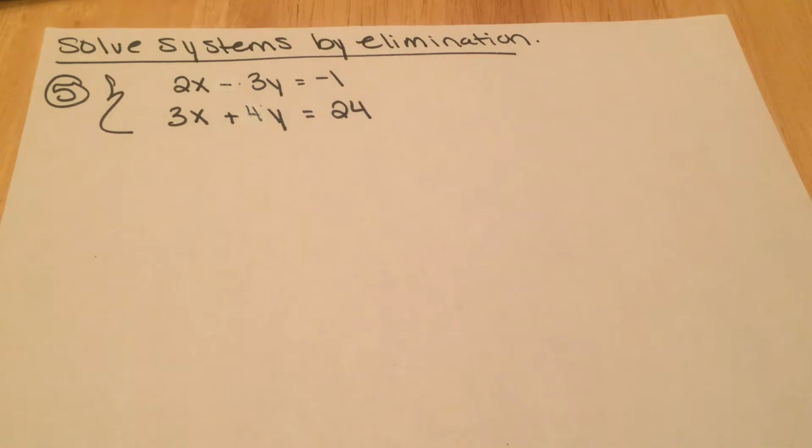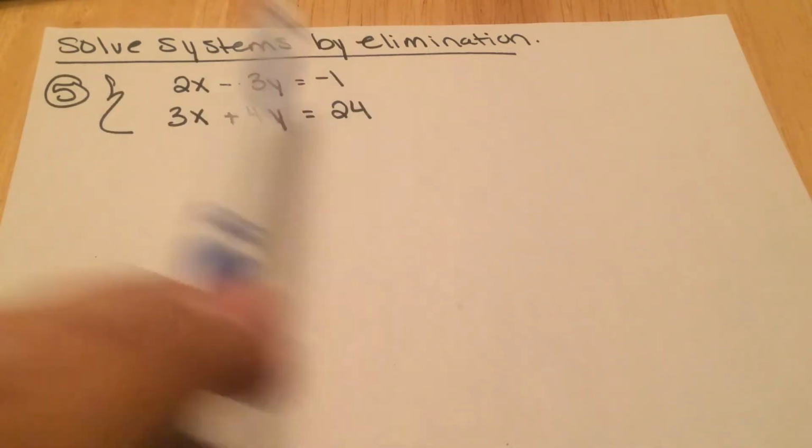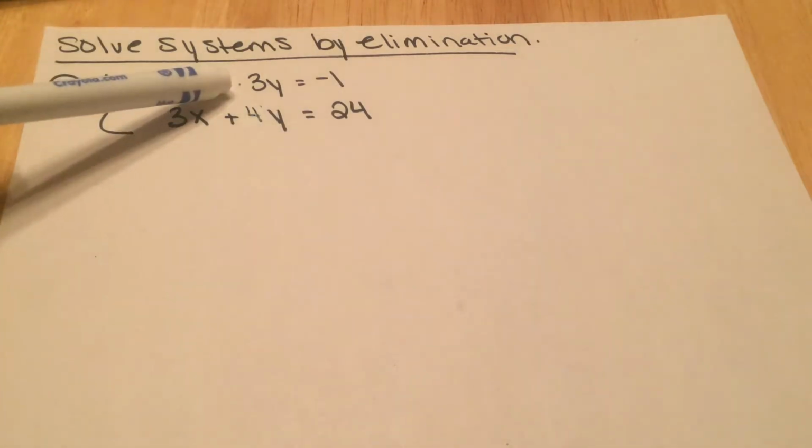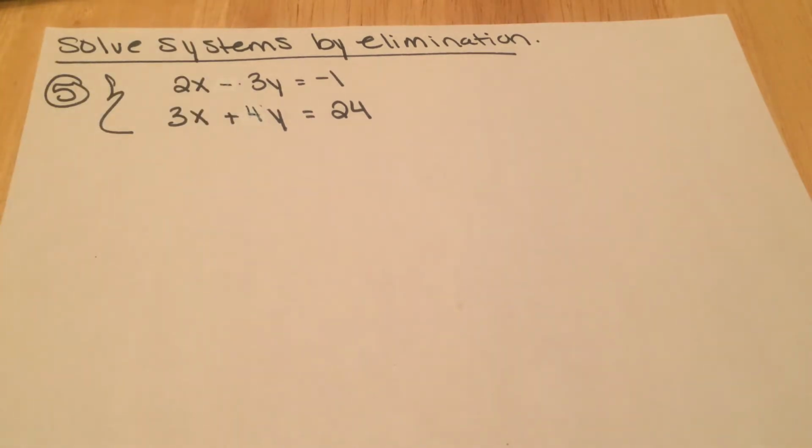Our last example as we're solving systems by elimination is going to be by far the most difficult. So again, because it's elimination, I need to decide which variables I want to eliminate. Because I have a positive and a negative with my y's, I'm going to choose to eliminate both of those. But if I look closely at my coefficients, I have a 3 and a 4. So I can't just manipulate one of these equations. So what I have to do right now is actually manipulate both.